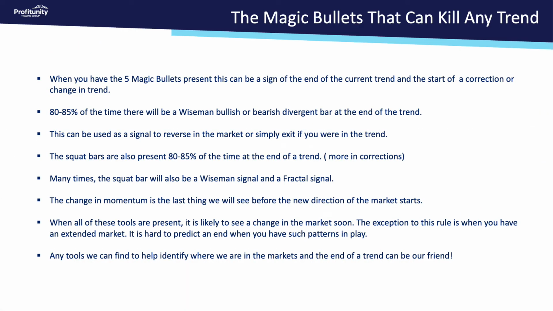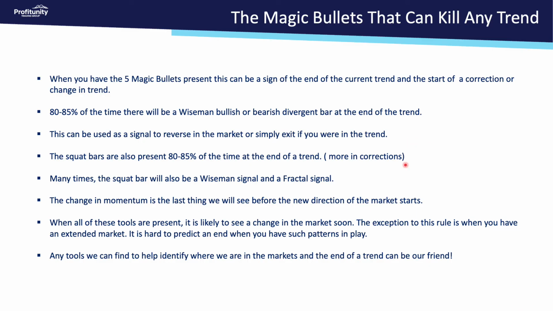So let's just do a quick review. When you have the 5 magic bullets, this can be a sign of the end of the current trend or the start of a correction or change in trend. 80 to 85% of the time, there will be a wise man bullish or bearish divergent bar at the end of the trend. This can be used as a signal to reverse in the market or simply exit if you were in the trend.